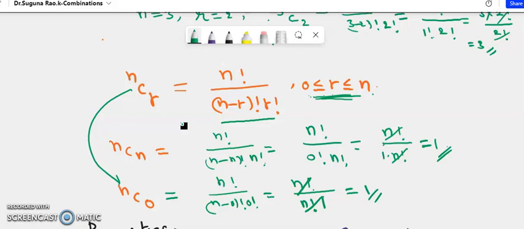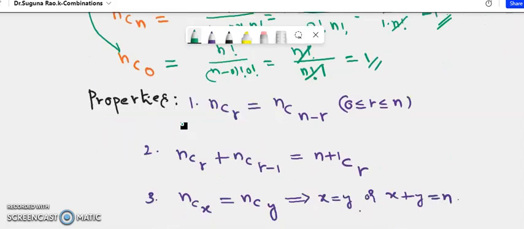Okay. So, the combinations have some properties. The first one is nCr equals nC(n minus r). The second one is nCr plus nC(r minus 1) equals (n plus 1)Cr. And the third property is nCx equals nCy, then x equals y, or x plus y equals n.